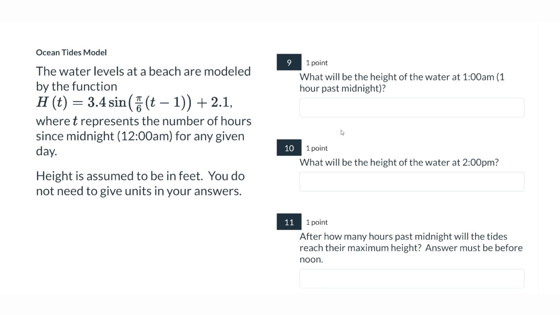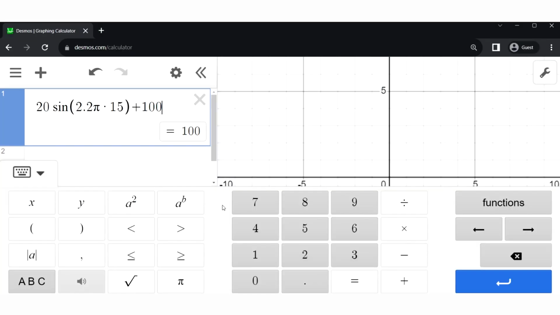So according to this crazy looking function here, if you just plug in how many hours have passed since midnight, it will tell you the water level, right? How high the tides are at a certain beach. So very similar to the last one, I'm going to try to do my best to type all this into Desmos so I can use it as a function expression to just plug in the t they're asking me and just see what happens.